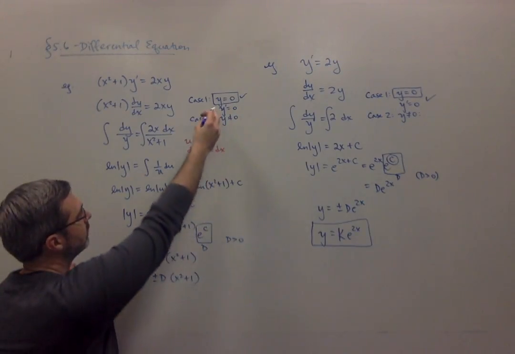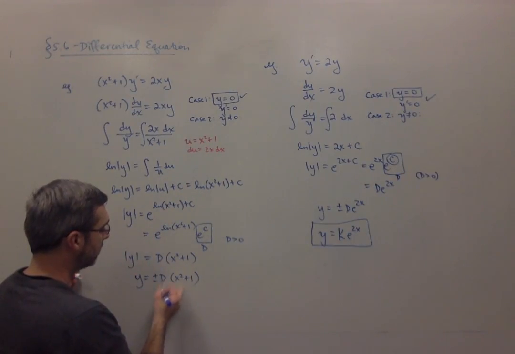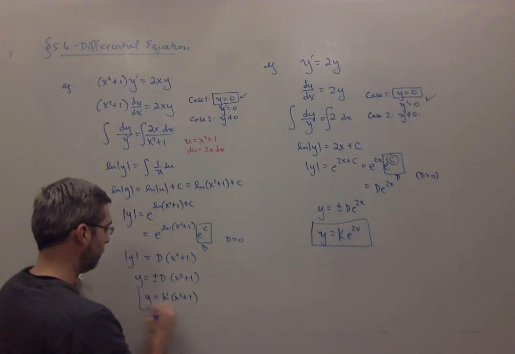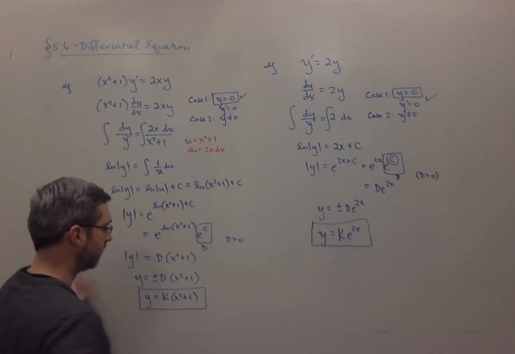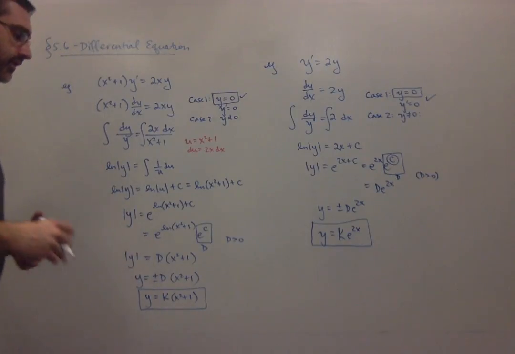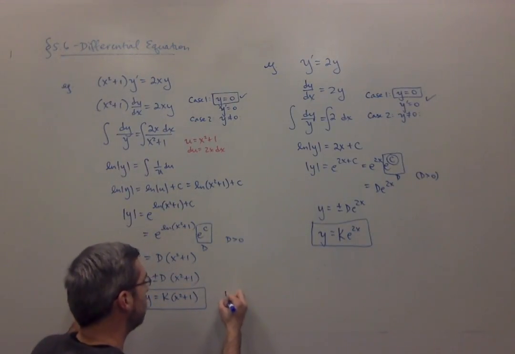But if d were actually 0, that would also work. So we're going to let y equal some other arbitrary constant that I'll call k times x squared plus 1. And that incorporates this solution and this solution here. So k can be any number.